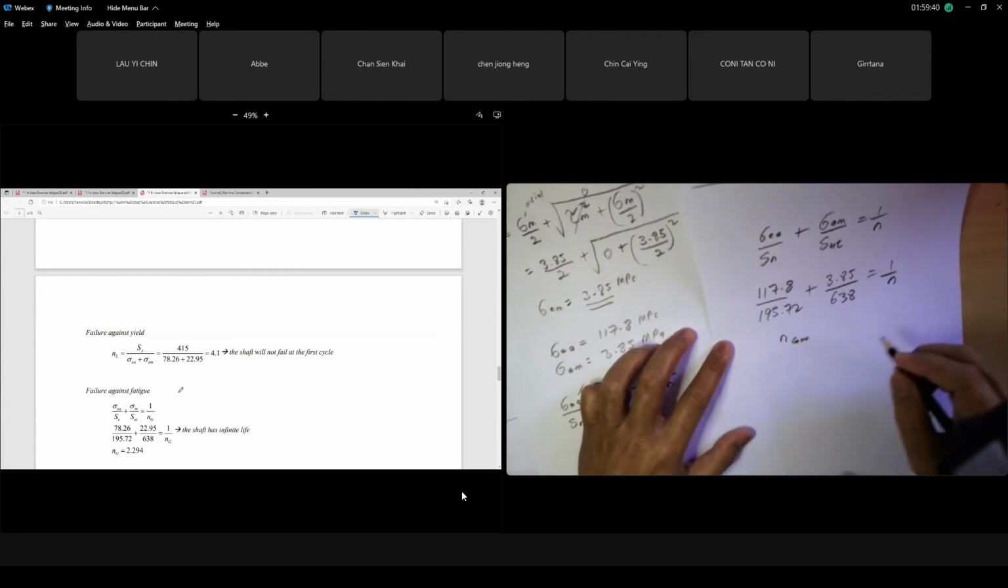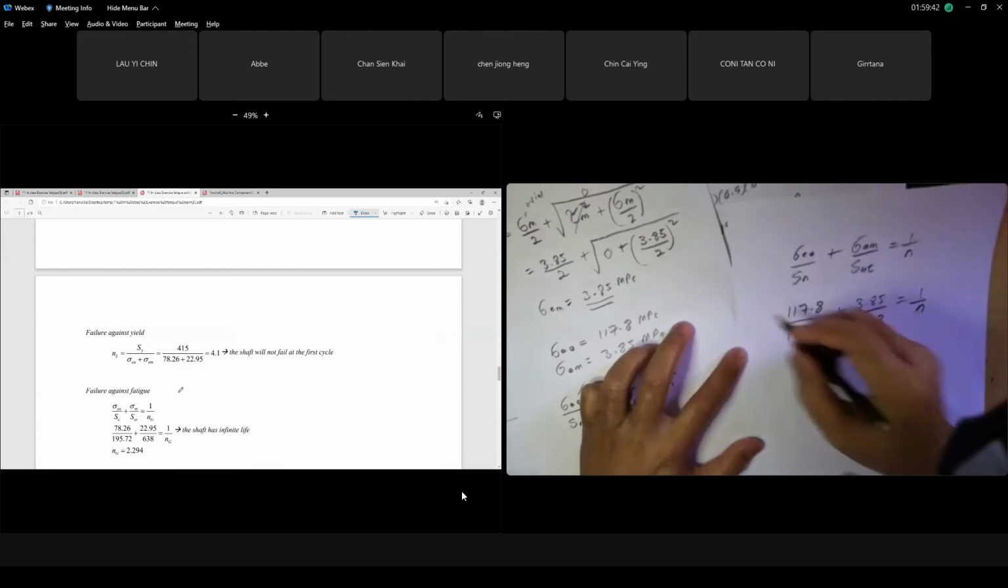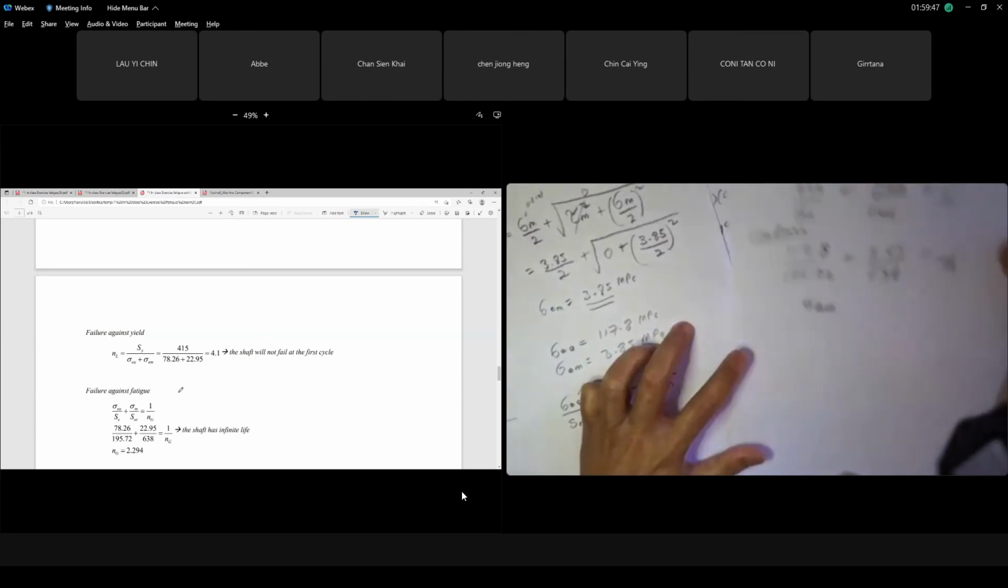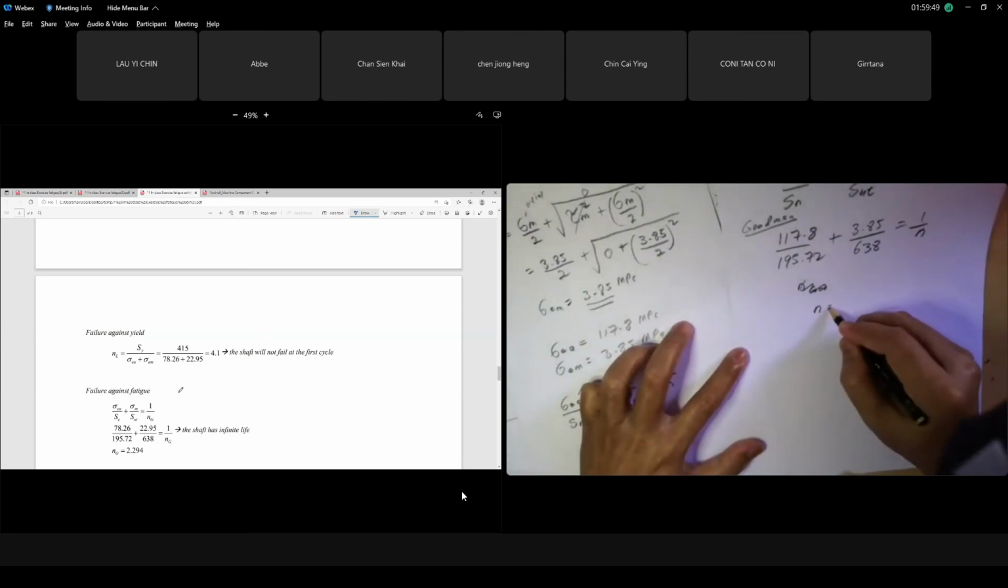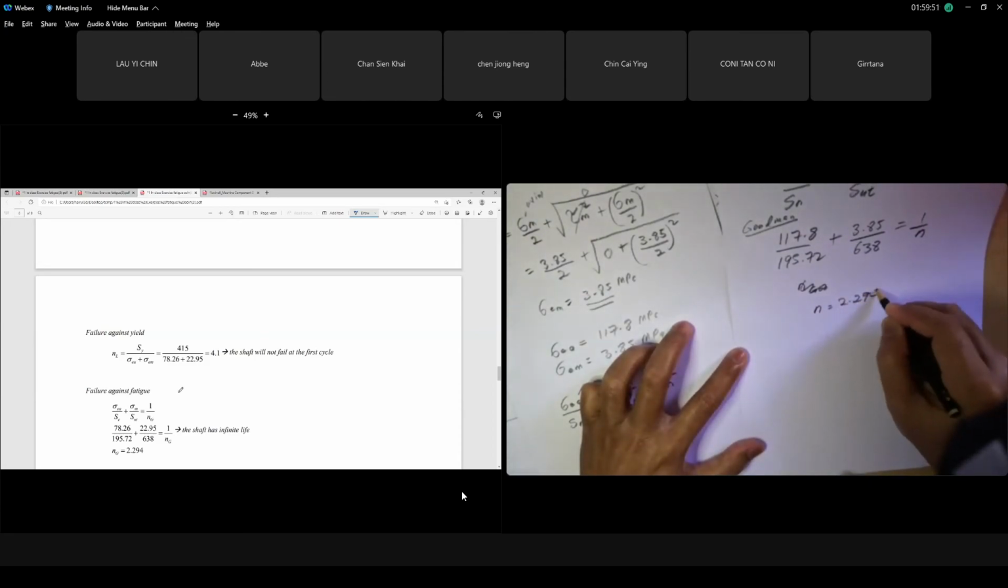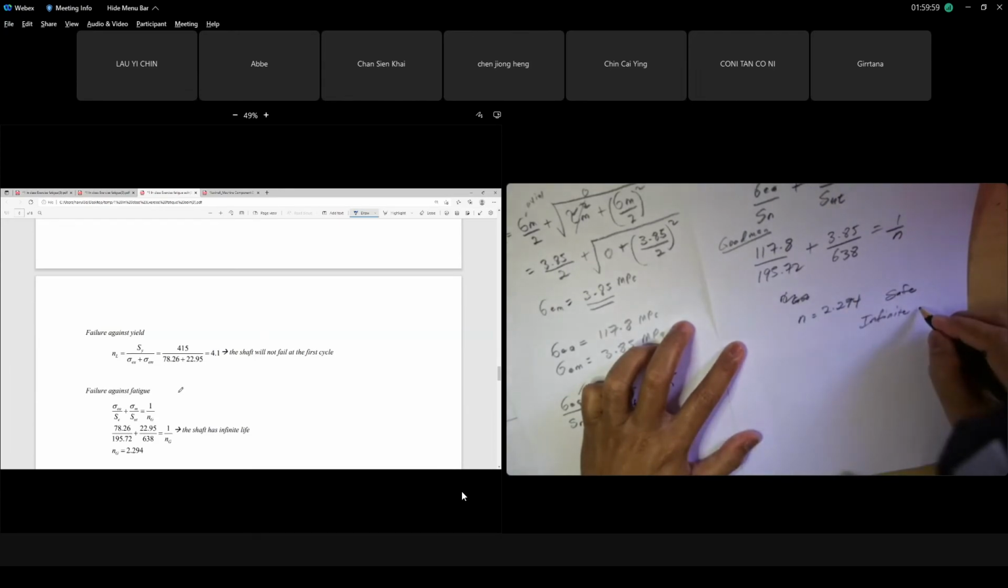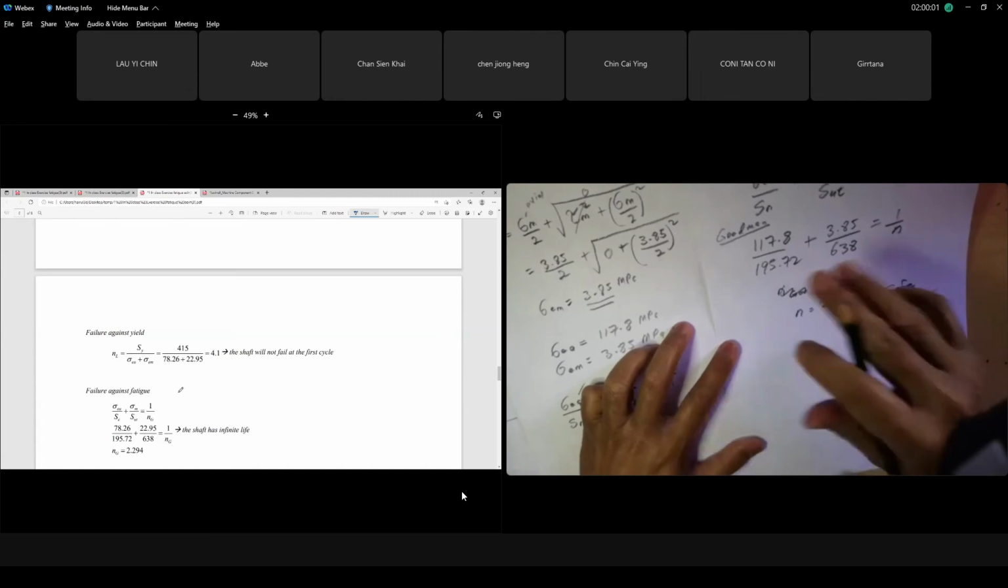This is Goodman's Goodman. Because I remember, as I told you, yielding we also have to consider. So the safety factor you got is 2.294. So it is safe. Based on this argument it is infinite life. If it is more than one, it means the shaft, the system will have infinite life based on fatigue analysis.